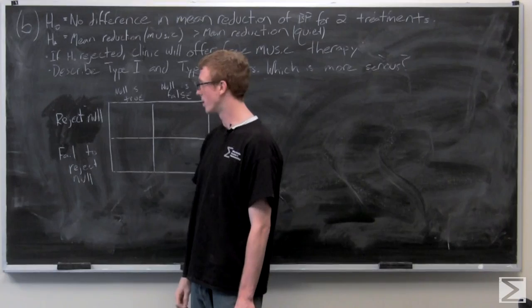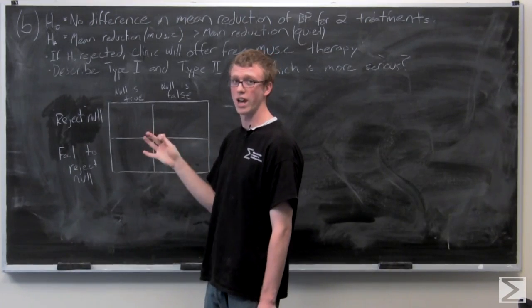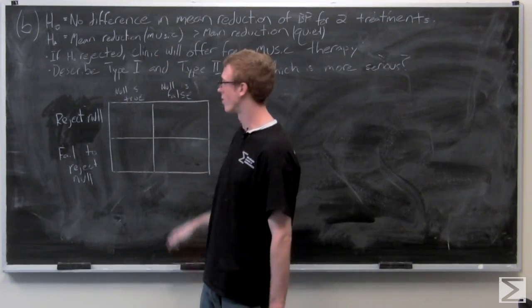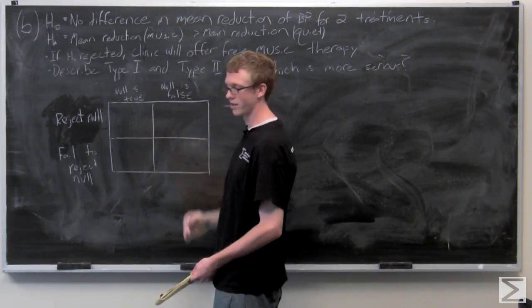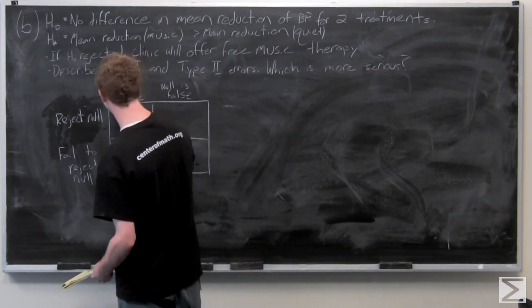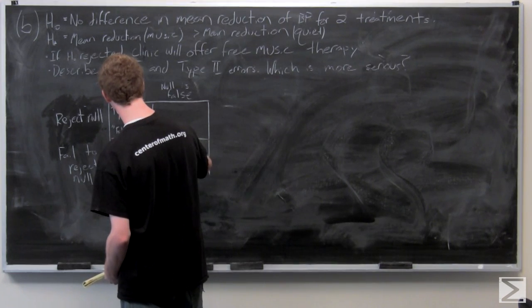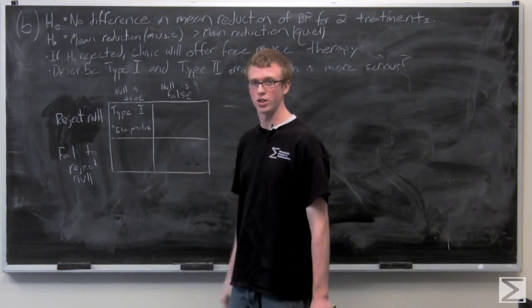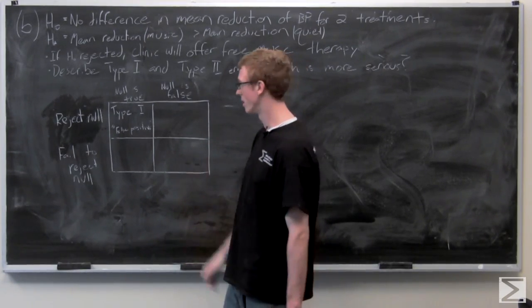So our possibilities here are we're going to reject the null or fail to reject the null hypothesis, and then the possibilities for the actual truth of the null are either the null is true and there is no difference, or the null is false and there is a difference. So if we reject the null but the null hypothesis is true, that is a type 1 error, or a false positive. False positive because we think that our alternative hypothesis is true, where it is actually not.